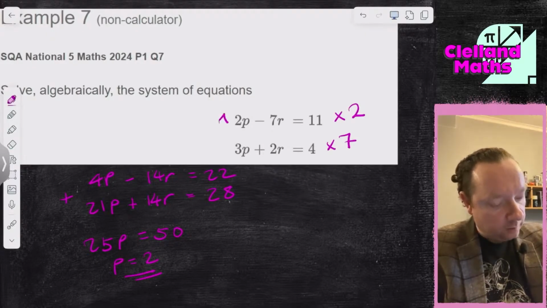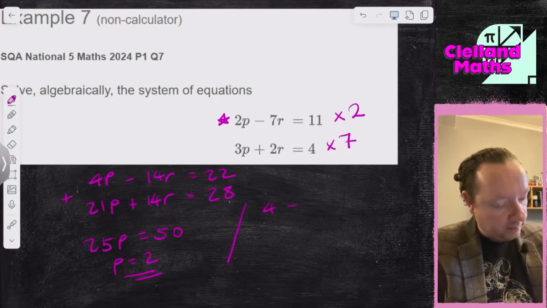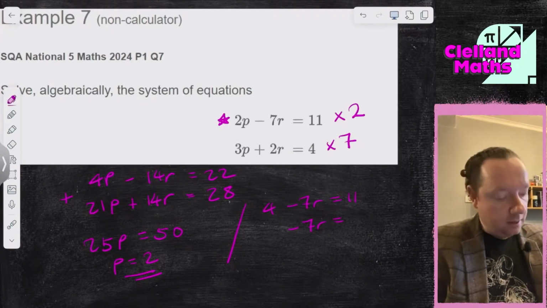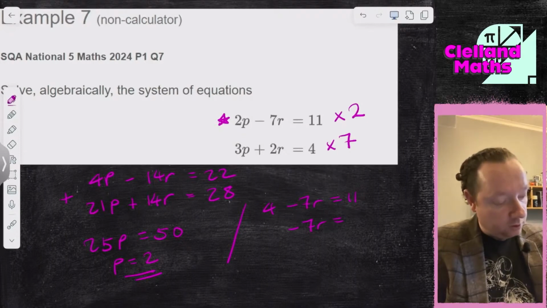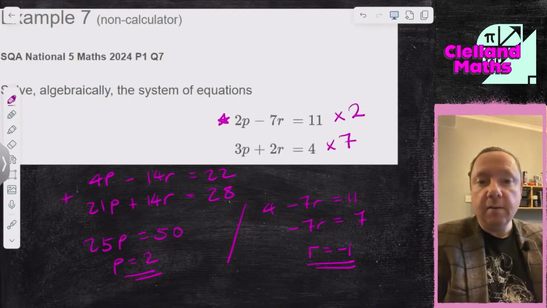And I'll just sub into the top one. 2 2s is 4, minus 7r equals 11. So minus 7r equals 11 minus 4, which is 7. So r is minus 1 because you divide by minus 7. And we're done there.